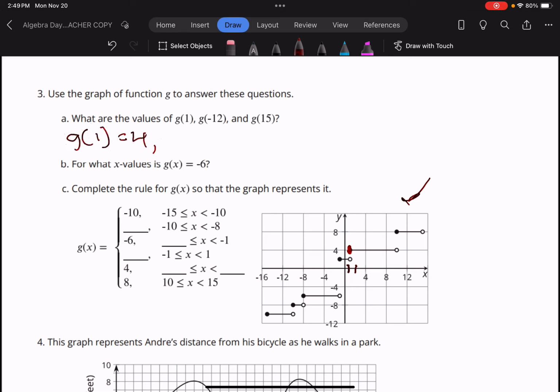G of negative 12 equals, looks like there, so negative 10. So g of negative 12 equals negative 10. And then g of 15, which would be here.